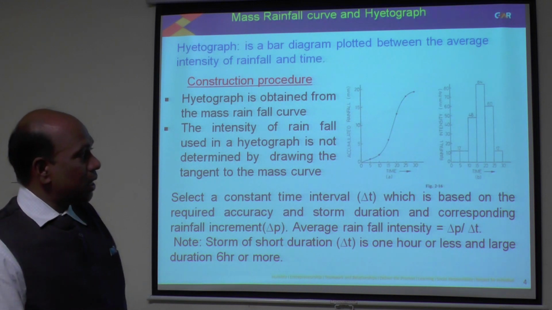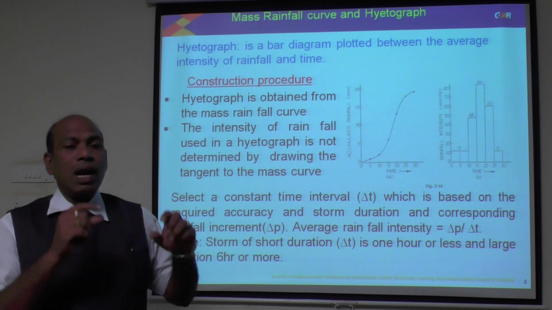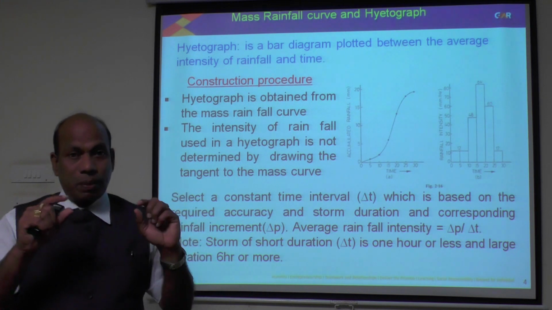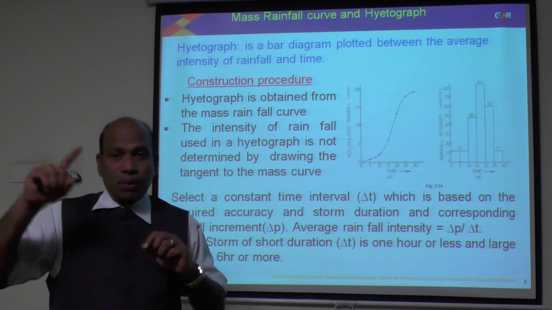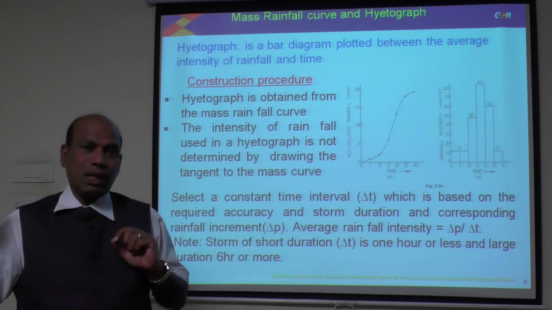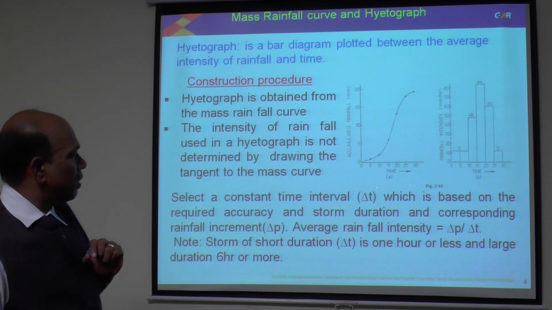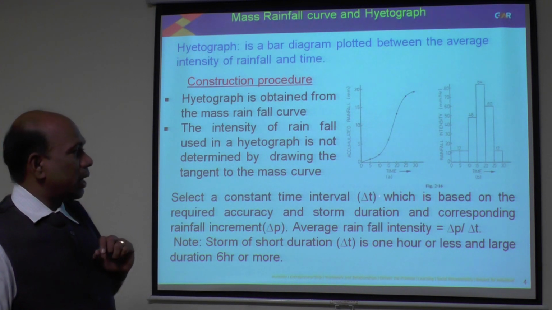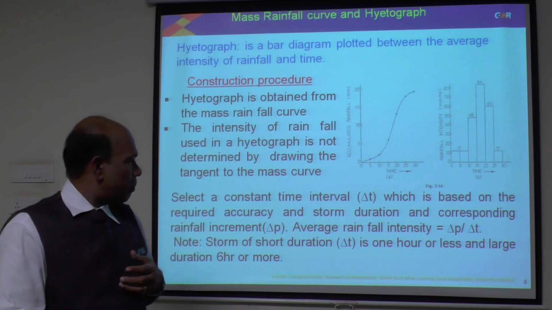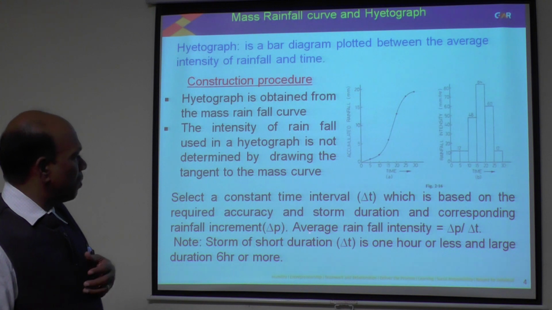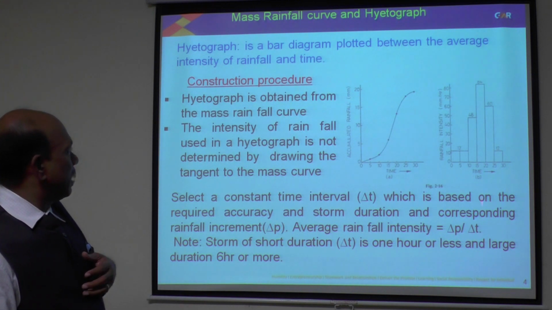Here, the intensity of rainfall is determined by giving constant time intervals, depending upon the duration of the rainfall. That constant time interval should be fixed with respect to the duration of the rainfall. Once we fix the constant time interval, that is known as dt, and the corresponding rainfall increment is denoted by dp. Then we estimate the rainfall intensity equal to dp by dt.